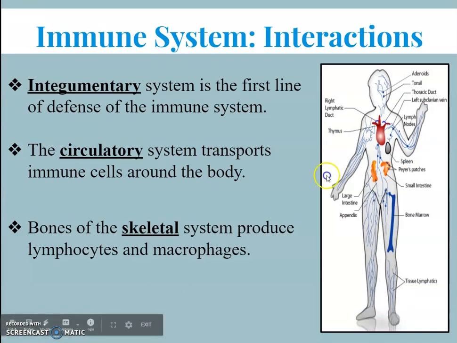So that's all we have today for the defense systems. We're going to then go into nutrient absorption in our next lecture.